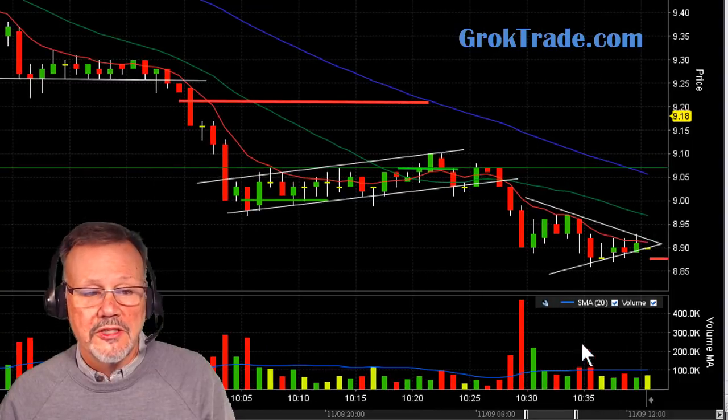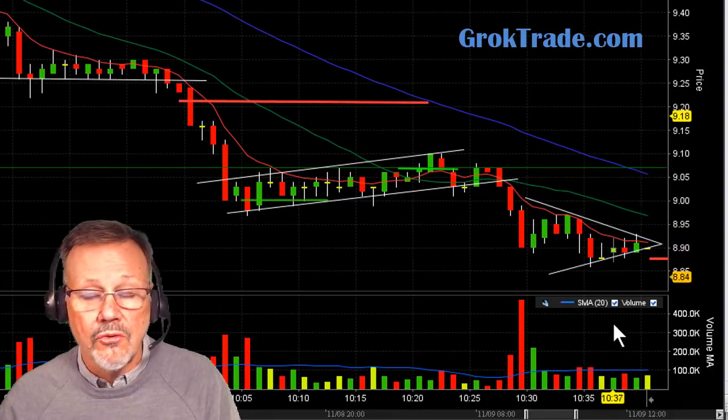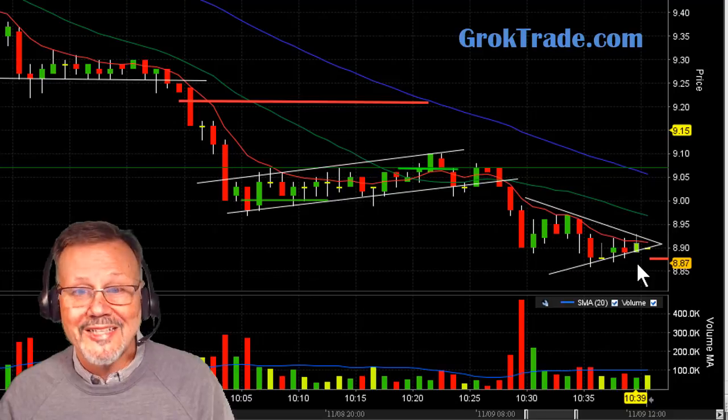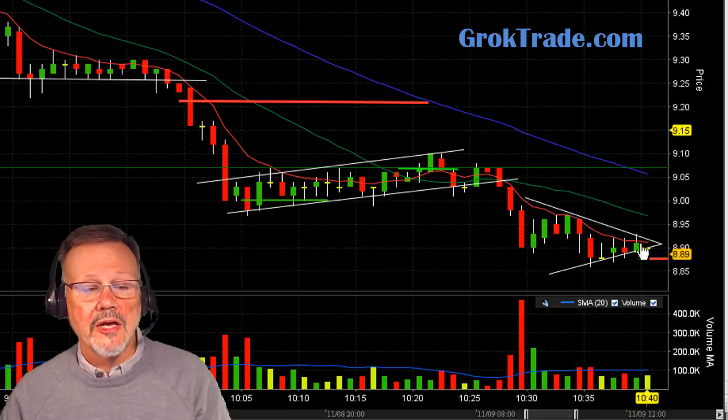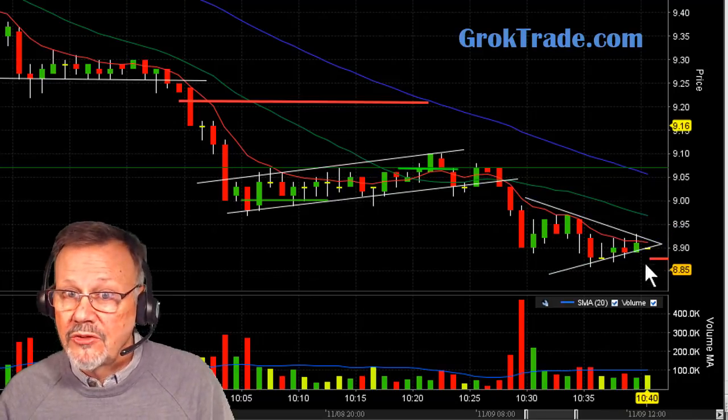And sure enough, it's now forming a symmetrical triangle. You can go back to that Chart School and take a look at symmetrical triangle and read about that, which means it could go either way. It's either bullish or bearish.